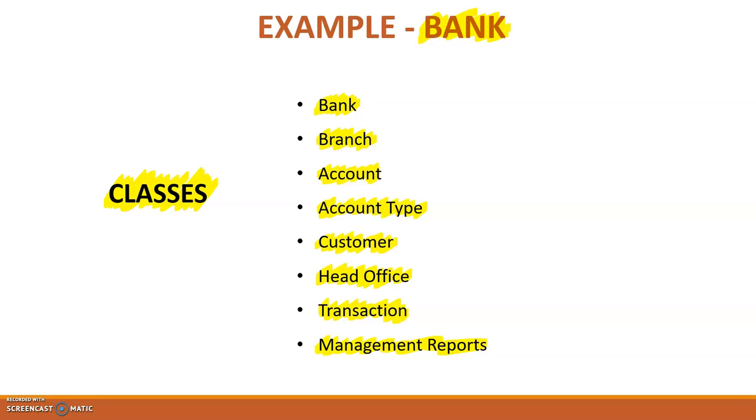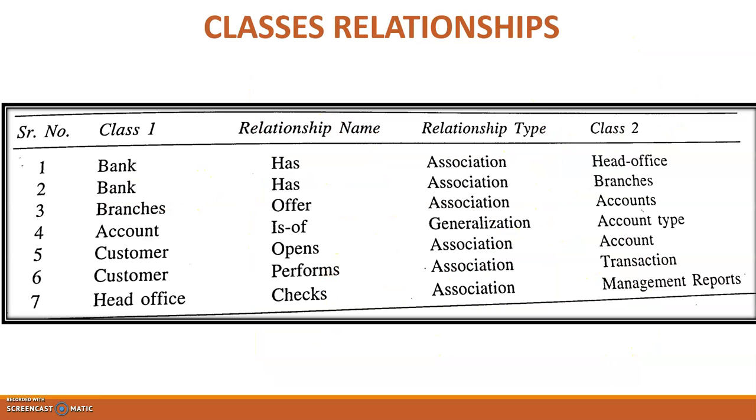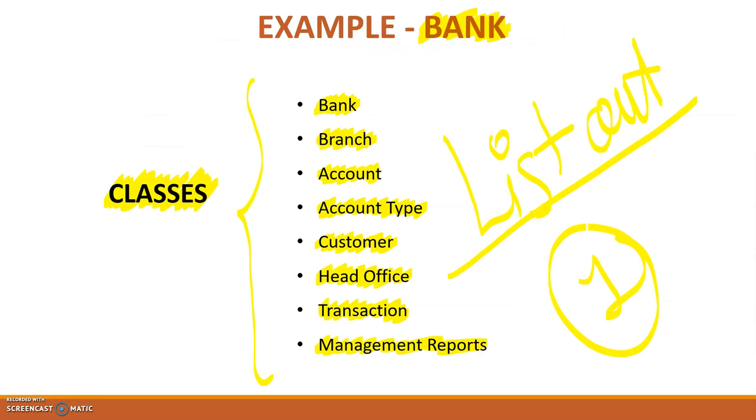So when you start drawing a class diagram, first list out all the classes, this way. So this is the first step, to list out all the classes for your system. Then after that, decide the relationship. So here we have the relationship table. You just need to take one class and check the relationship between all the other classes, right? Take another class and check the relationship between all the rest of the classes. This is what you have to do.